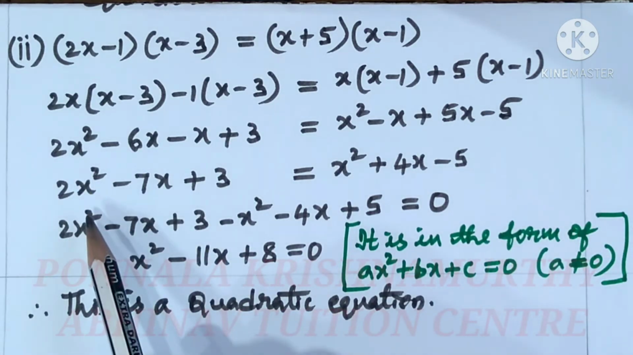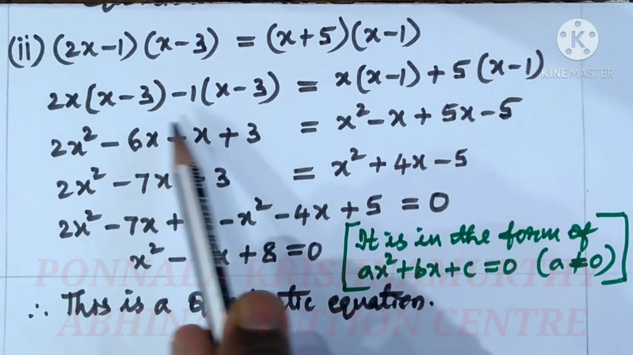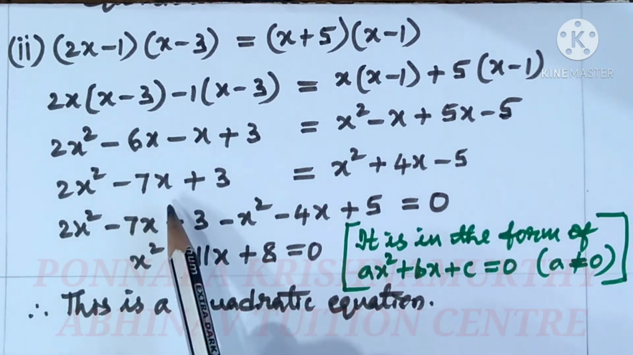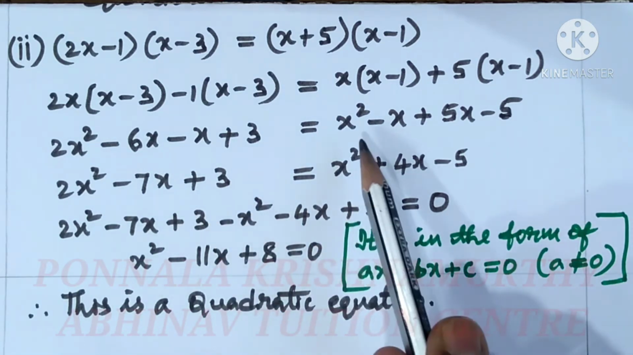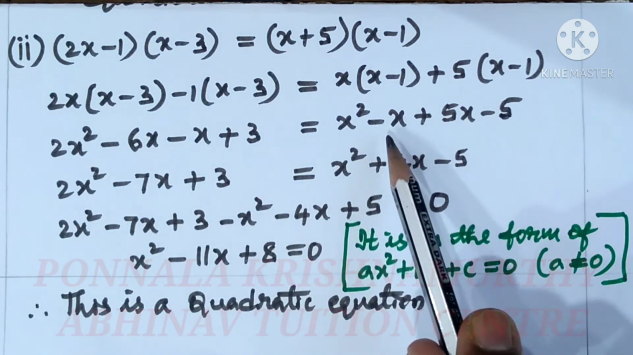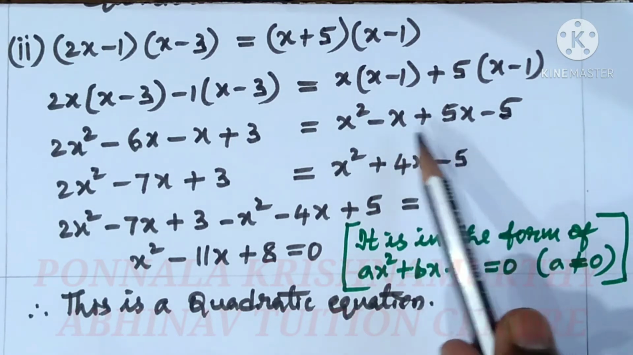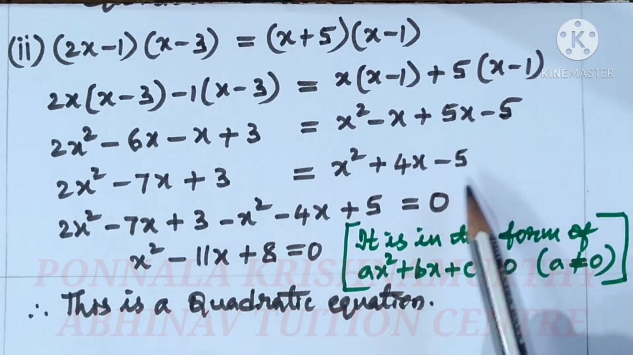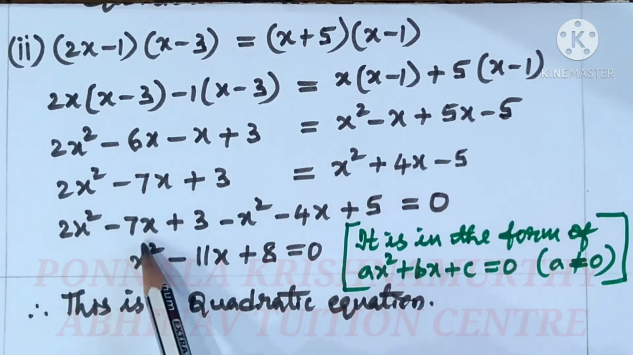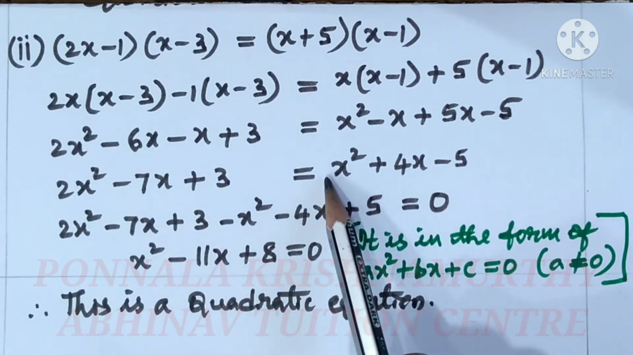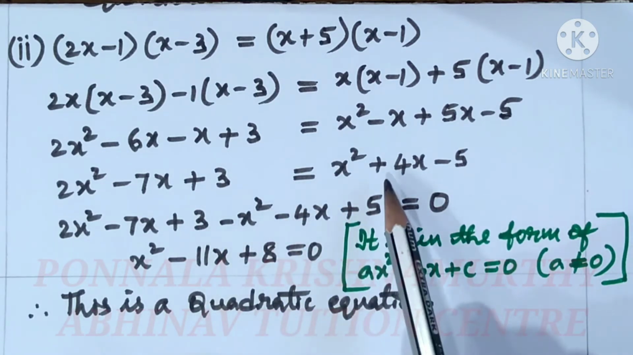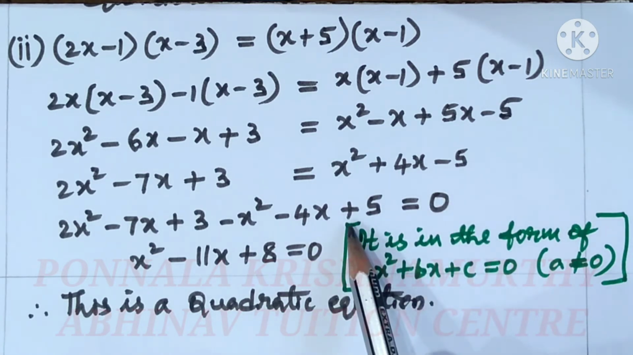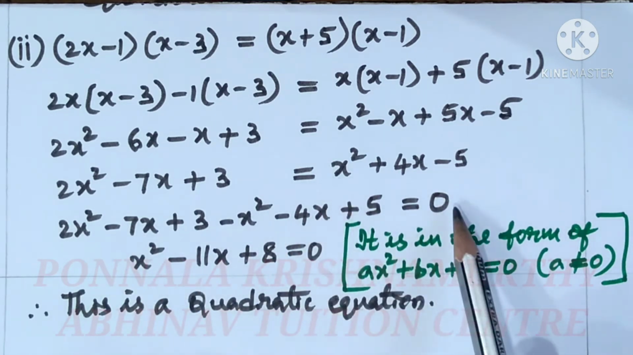Now we have 2x square and minus 6x minus x. Same signs, addition, same sign. That becomes minus 7x plus 3 is equal to x square minus 5x plus 5x. Different signs, subtraction, bigger number sign. That becomes plus 4x minus 5. Now this is 2x square minus 7x plus 3, and this plus x square becomes minus x square, plus 4x becomes minus 4x, minus 5 becomes plus 5 after coming to the left hand side. That is equal to 0.